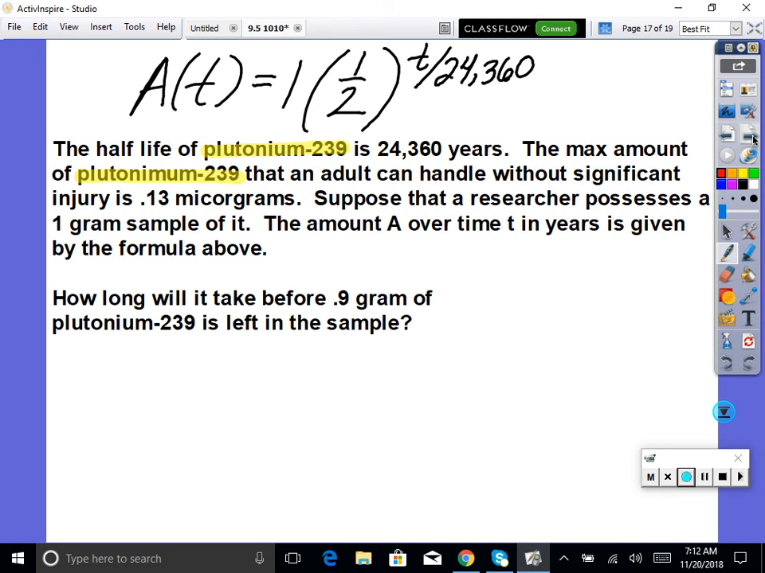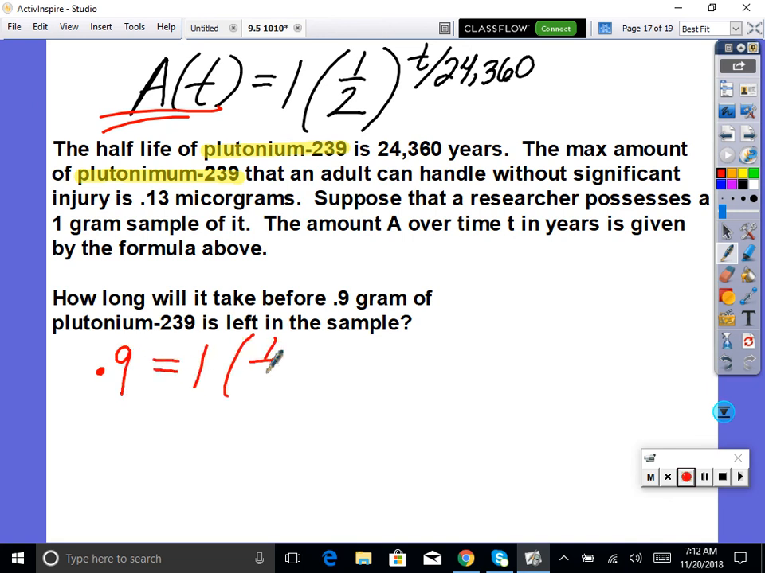Replacing A of t, do you see how it says how long? Wouldn't that be finding the t? So you wouldn't plug it in for t. So it says how long? So we're trying to solve for t. So it says, and this is the amount in the end. So it says, how long will it take before it reaches that? So you'd say, so in the end we have 0.9.